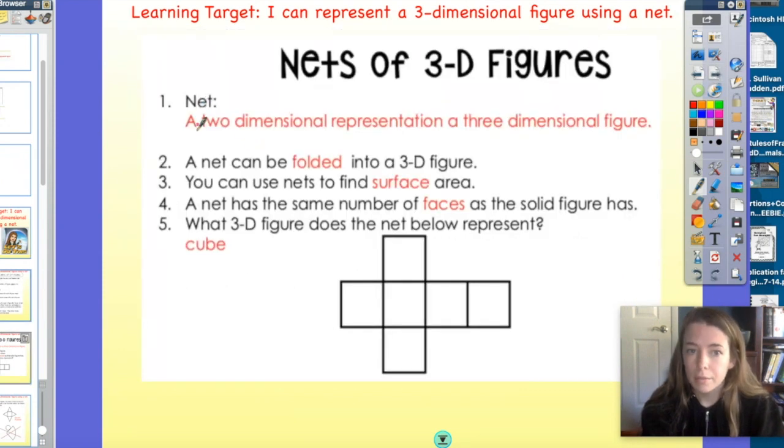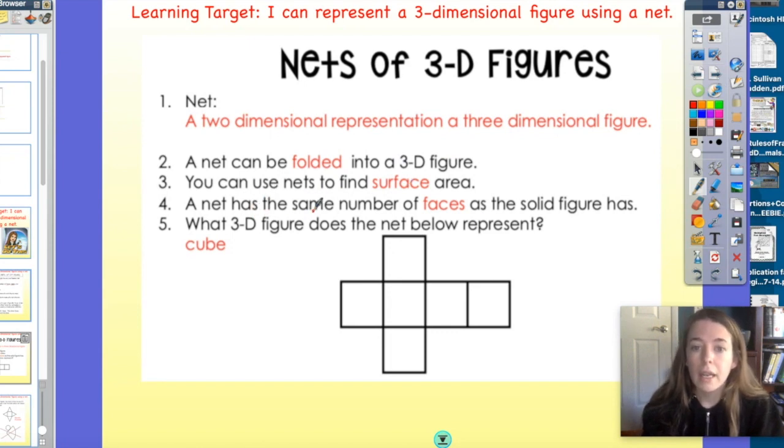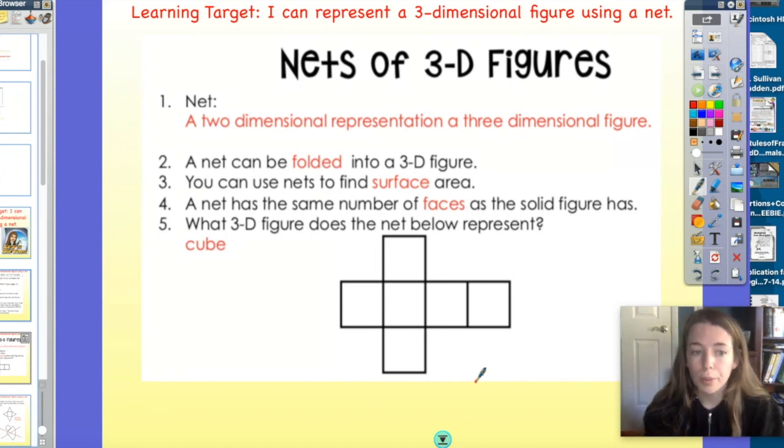So a net is a two-dimensional representation of a 3D figure. The purpose of a net is that it can be folded to make the 3D figure. You can use the nets to find surface area. That's what we will eventually use our nets for. A net has the same number of faces that the 3D figure, the solid figure, has. So right here is a net of a cube. I know it kind of just looks like a weird X or sideways T, but if we were able to fold it up, we would be able to create a cube.